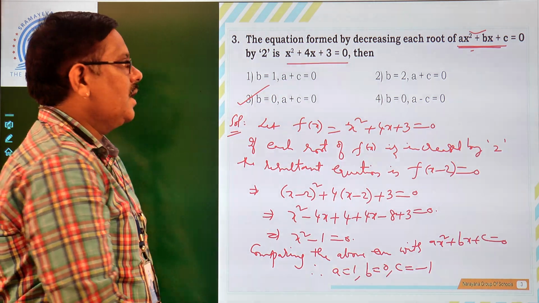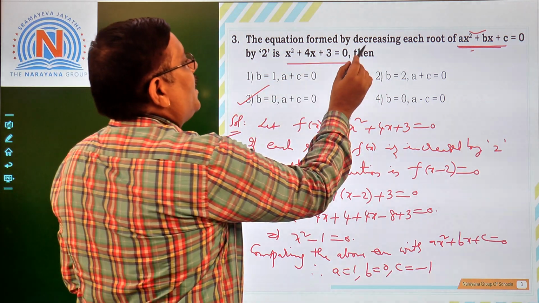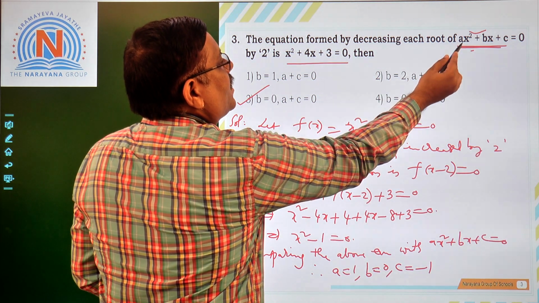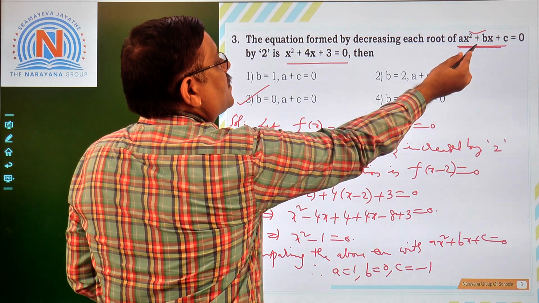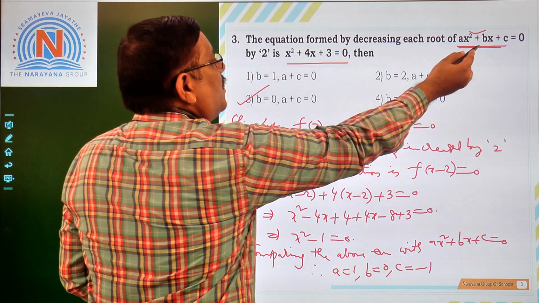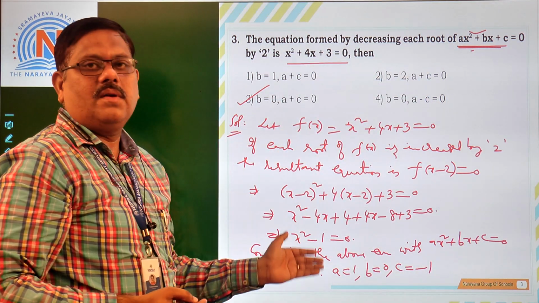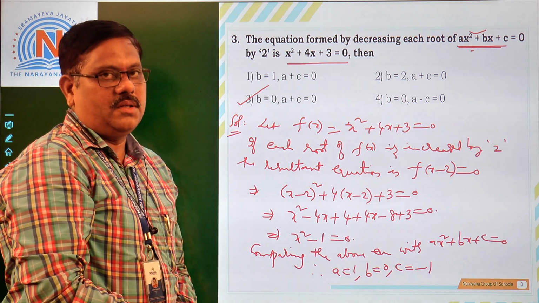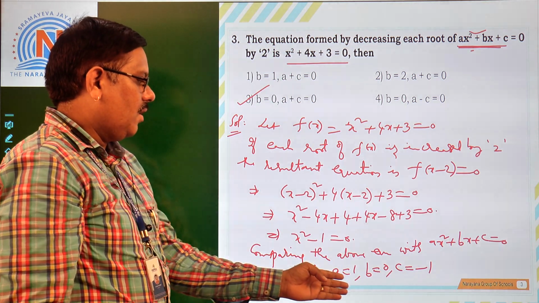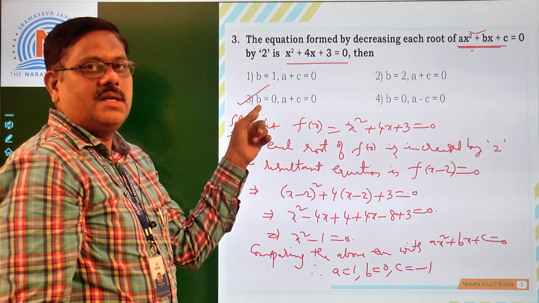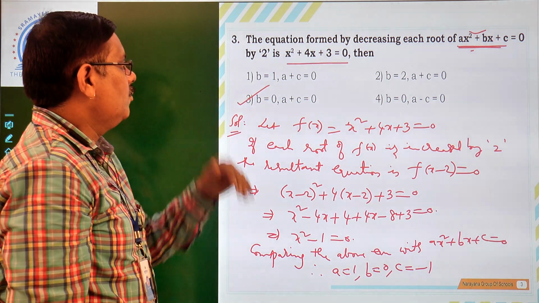Okay, actually we can do it in this way also. By taking decreasing, in place of x we can write x plus 2 whole square plus b into x plus 2 plus c equal to 0, and this we can equate and do. Anyway you can do it, but I thought this would be the simple method, so I opted for this. So we got the value of b as 0 and a plus c as 0, that is the third option. Okay, now we'll move to the next question.